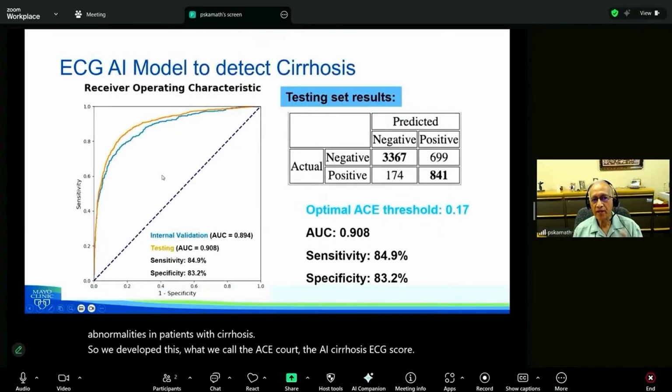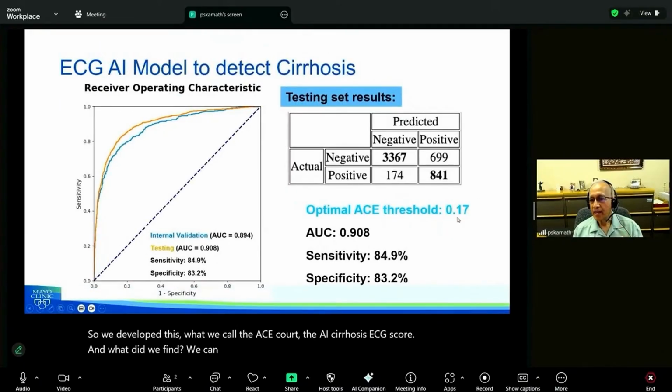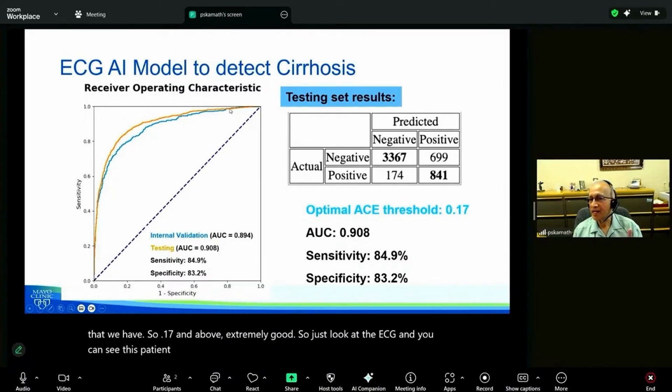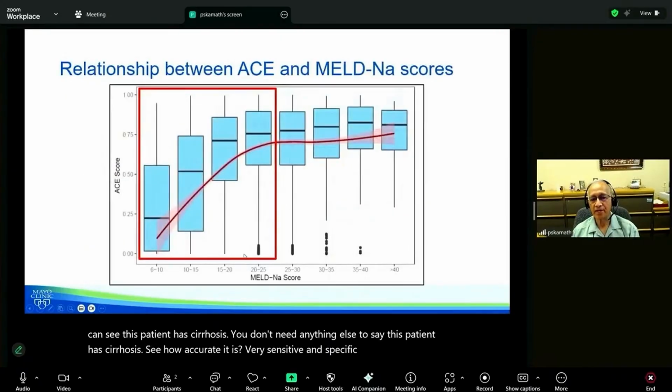And what did we find? We can use this score at a threshold of 0.17. This is the score that we have. So 0.17 and above, extremely good. So just look at the ECG and you can say this patient has cirrhosis. You don't need anything else to say this patient has cirrhosis. See how accurate it is. Very sensitive and specific. AUC 0.908.